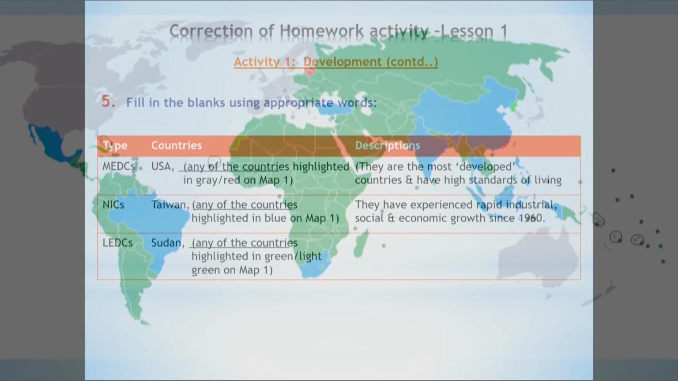So Sudan, I gave you an example, and you can pick out any countries highlighted in green or light green on your map 1. And you can see on the map, most of the countries in Africa and a big chunk also over Asia is highlighted green, which means these are the less economically developed countries. Okay, so for Africa, except for South Africa, most of them are the LEDCs.